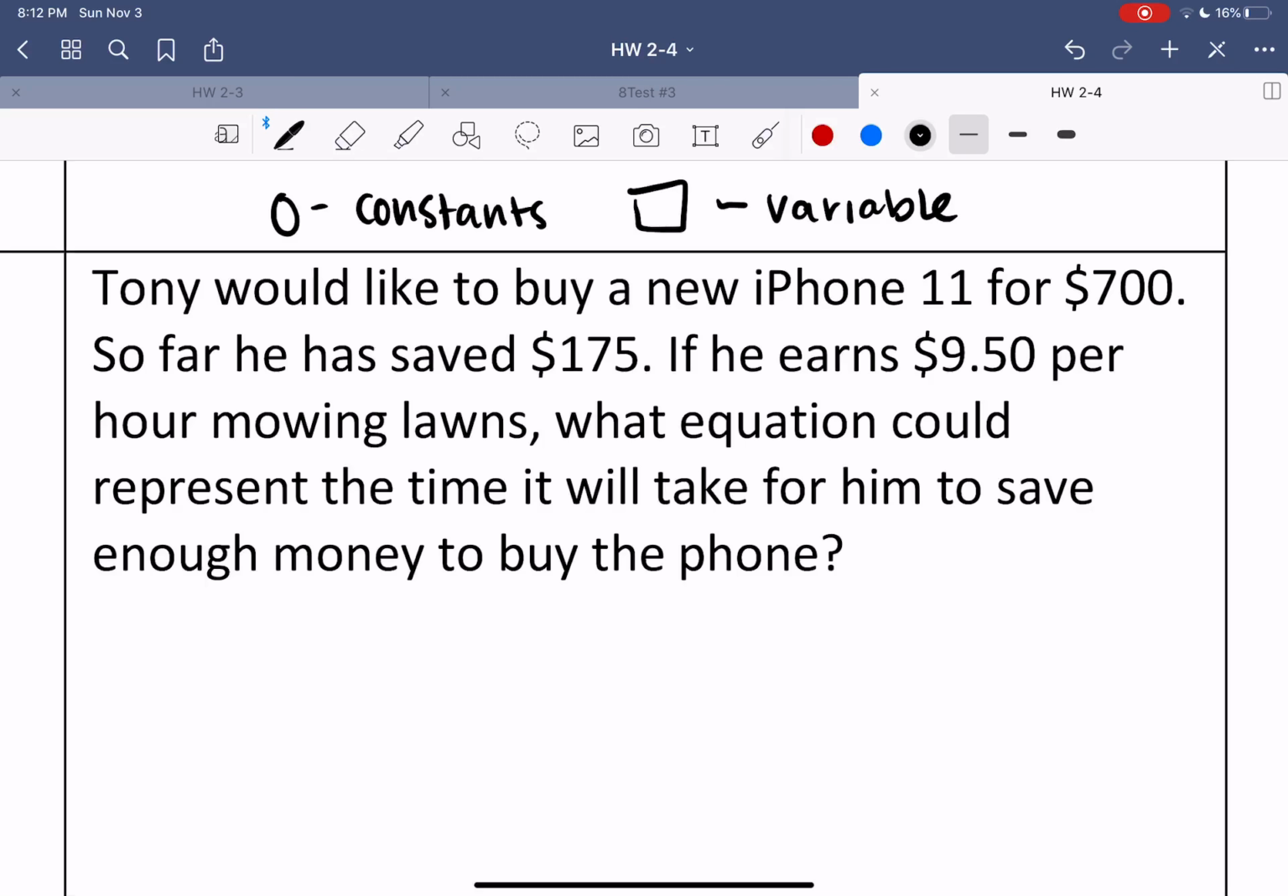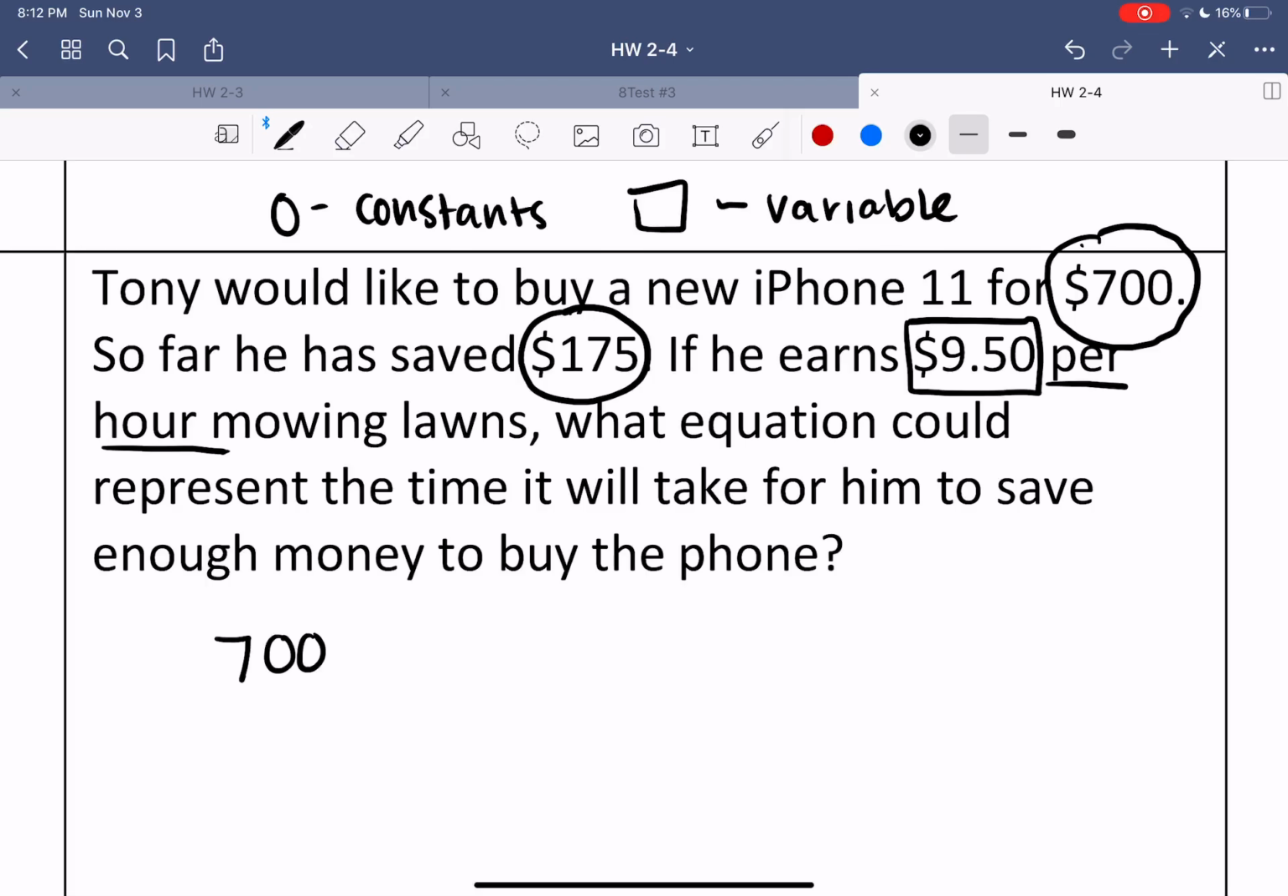So $700 is a fee that he has to pay. That is how much the phone costs. It's not changing. And this $175, that is how much he has saved. So that is a constant. It's not changing. Whereas this $9.50 is changing because it depends on the number of hours that he's working. So if I were to write an equation for this, I would want to make sure my 700 and my 175 did not have any variables attached.